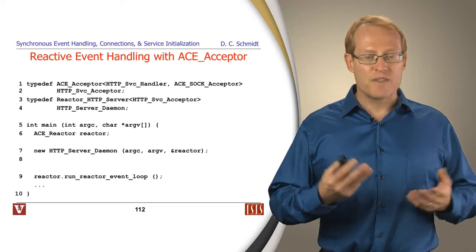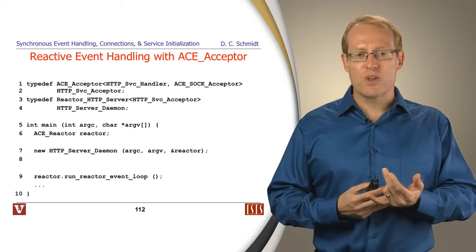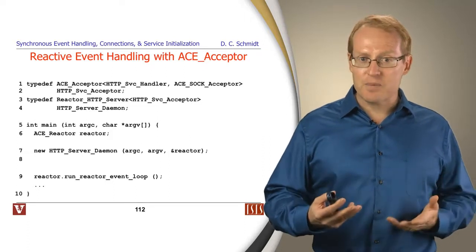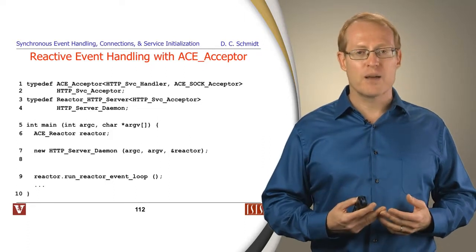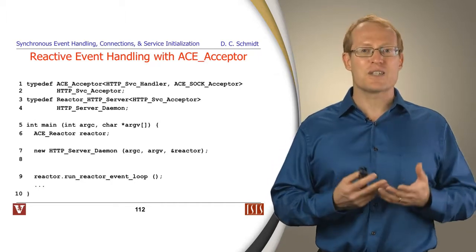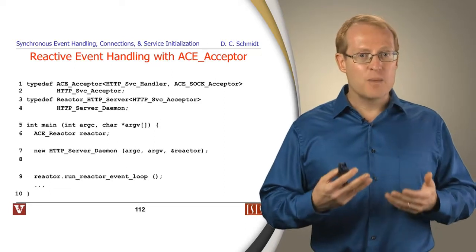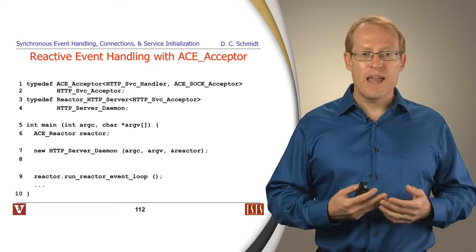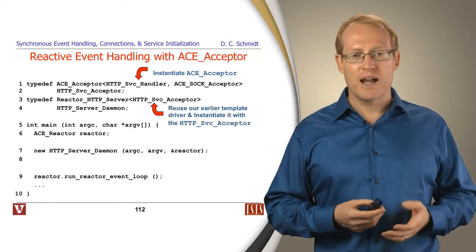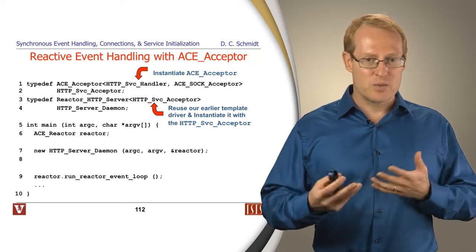We're leveraging a lot of things we've done before. We're using our ACE acceptor, and we're parameterizing it with the service handler we just wrote and the ACE sock acceptor to accept the connection that comes from the client. We instantiate this new HTTP service acceptor into that helper class called Reactor HTTP server that we looked at before. And then the rest of our logic is very straightforward. We instantiate the appropriate templates. We derive things and use this as we talked about.